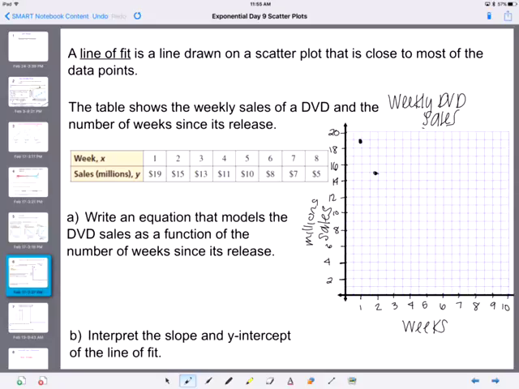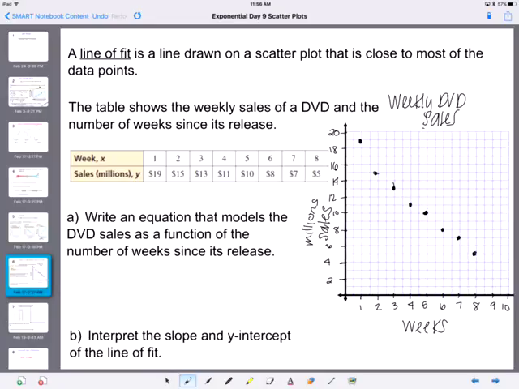Week 3, I had about 13 million. Week 4, I had about 11 million. Week 5, I had about 10 million. Week 6, about 8 million. Week 7, 7 million. Week 8, about 5 million.